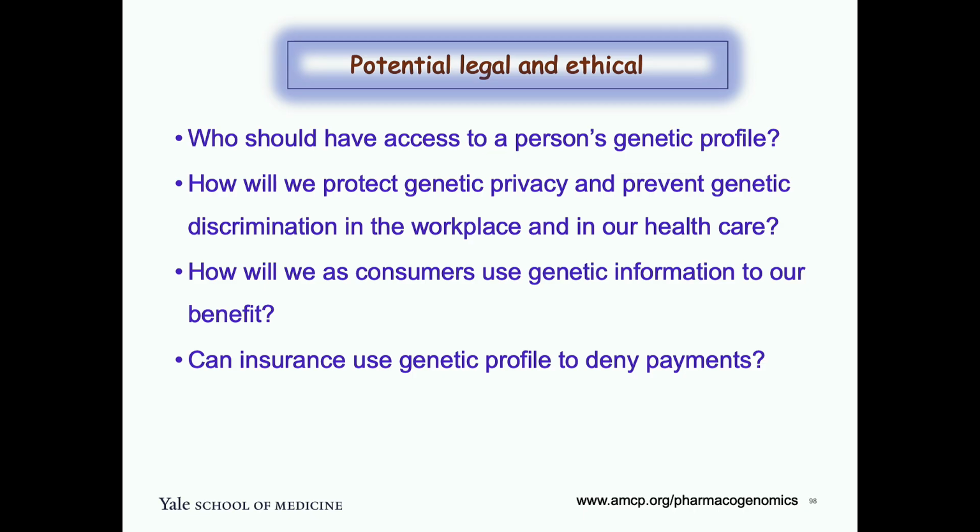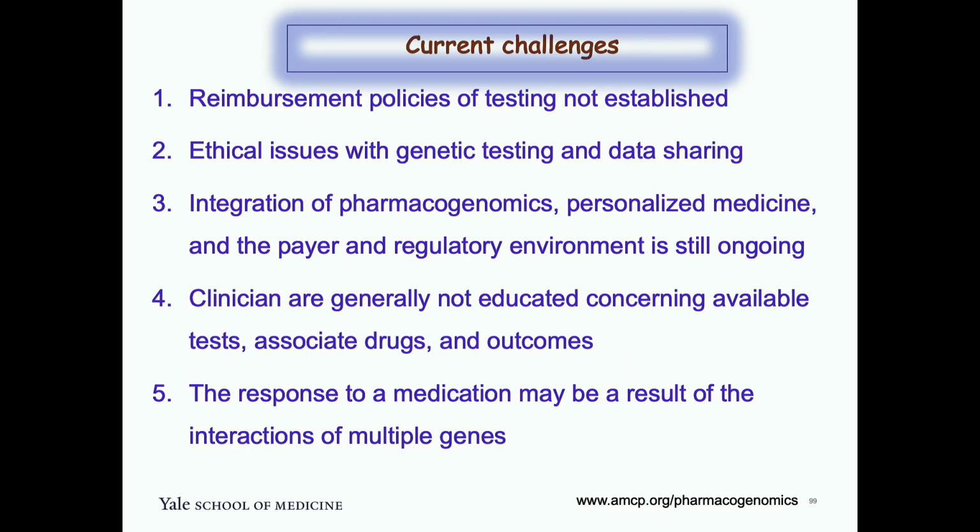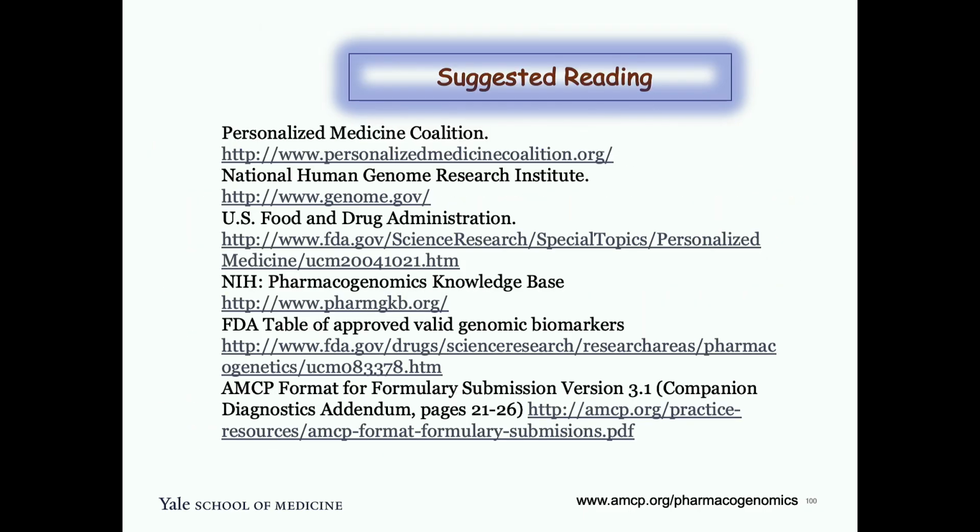All these things are important that we have to think about. Again, this is more to do with the US, but one of the areas where we have a real problem is the integration of pharmacogenomics with personalized medicine, marrying both of these and making clinicians aware of its use.